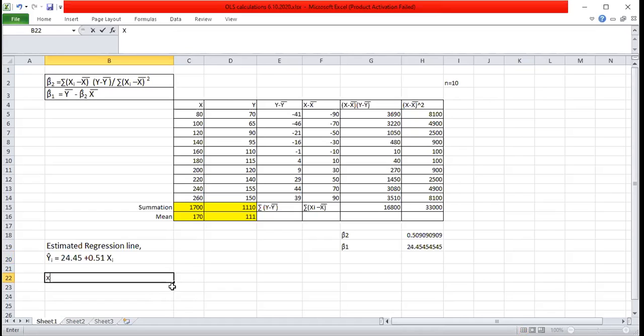Okay, so let's say x equals 100. Then what is y hat here? I write y. What is y? Y is 24.45 plus what? 0.51 multiplied by what? 100. That is y hat.